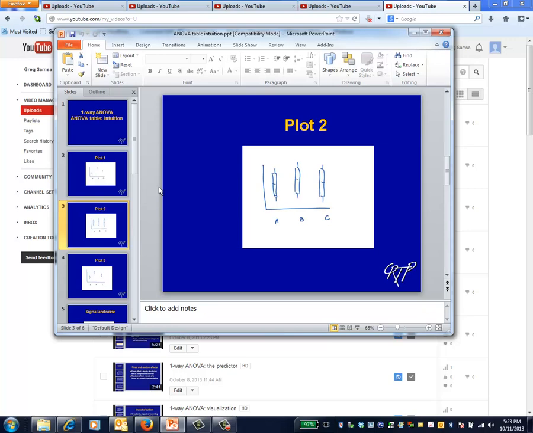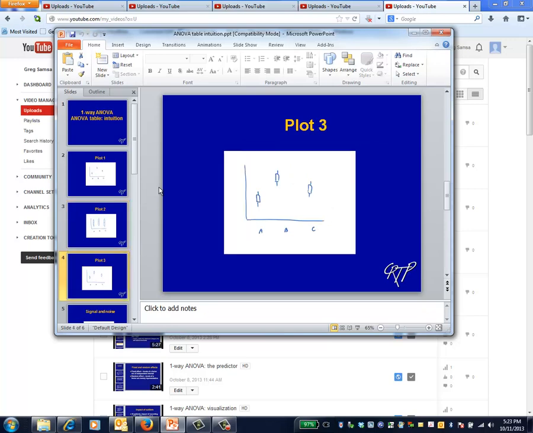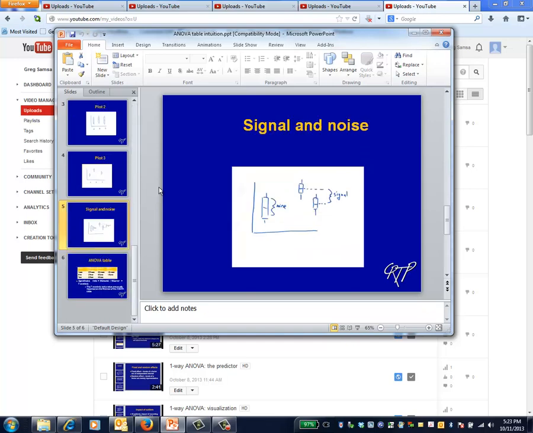On the other hand, this plot illustrates data without significant differences. And this plot illustrates something in between. Well, how were you able to draw these conclusions? Your eye instinctively compared two constructs, the level of signal and the level of noise.